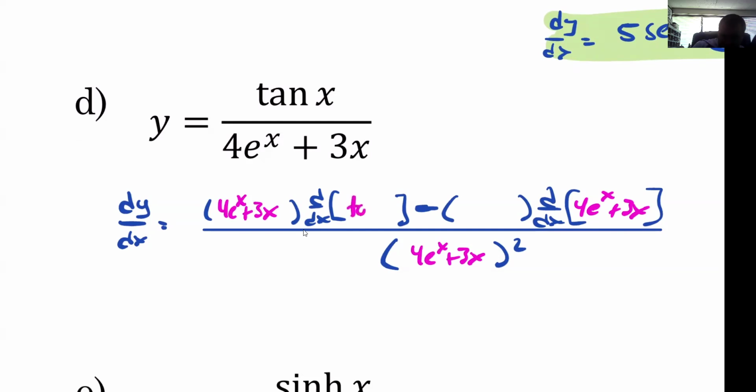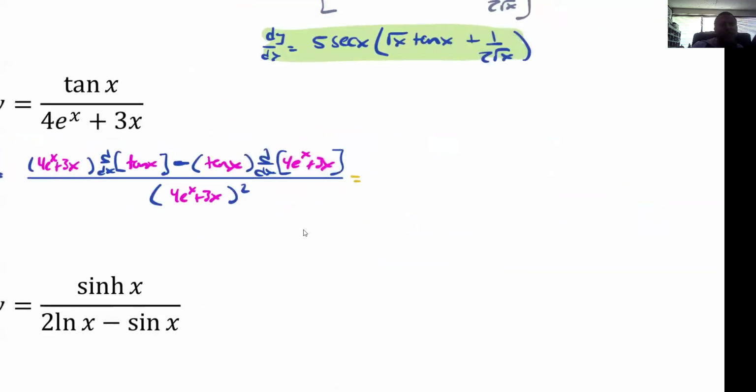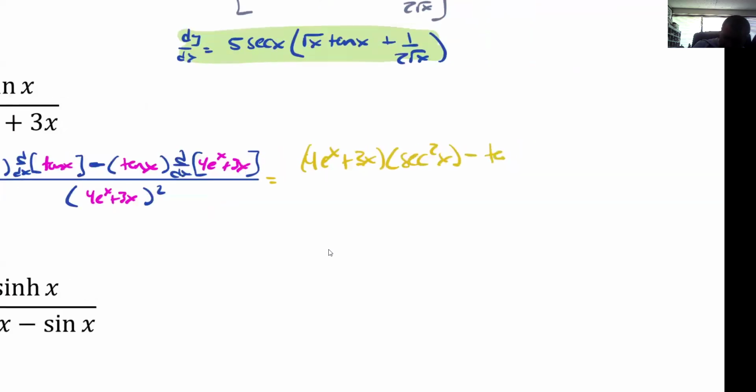Right, then we got a tangent here and tan. And now it just comes down to knowing derivatives. So in the numerator, derivative of tangent is going to be secant squared. So I'm going to get a 4e to the x plus 3x times the secant squared of x minus the tangent of x times the derivative of 4e to the x. We can do this derivative piece by piece.